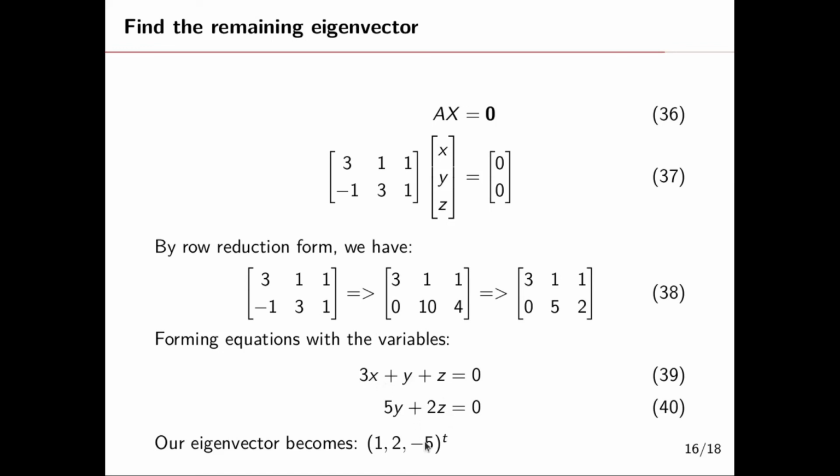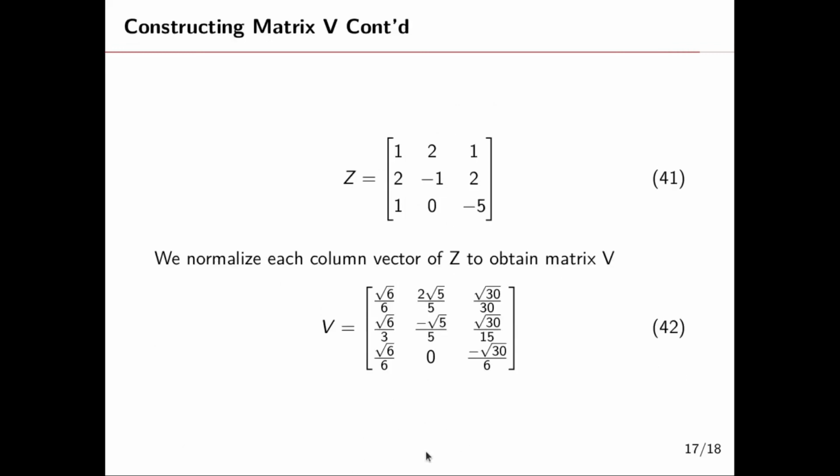Having obtained our z and our y, we then do the substitution into equation 39, and our x is going to be equal to 1. Having obtained this one, we then normalize all these eigenvectors. Normalizing all the eigenvectors, eventually we get our V matrix that we are interested in.